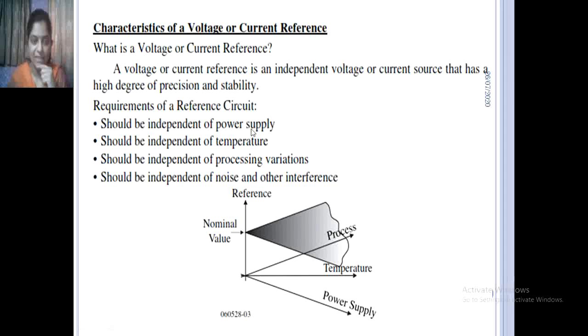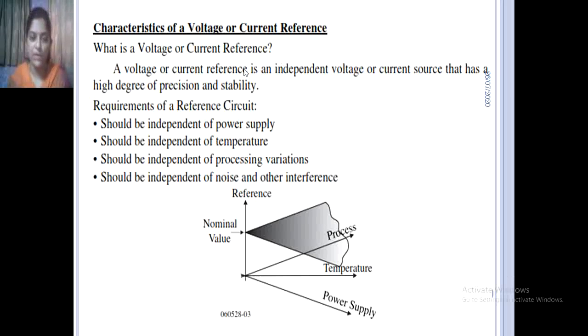So what is a voltage and current reference? Because in every circuit we can mention the reference voltage or the reference current. So what exactly is meant by that? Today we are going to see. A voltage or current reference is an independent voltage or current source that has a high degree of precision and stability.